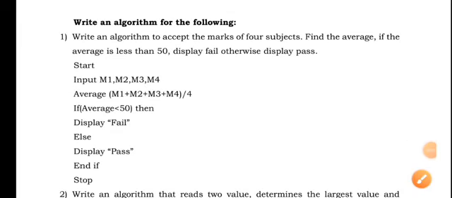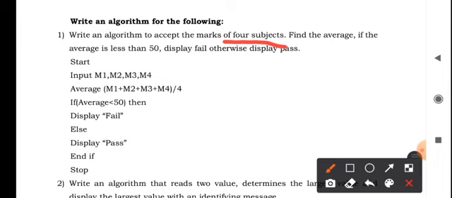Write an algorithm. The first question is, we have to accept the marks of 4 subjects and we have to find the average. If the average is less than 40, we have to display fail. Otherwise, we have to display pass.